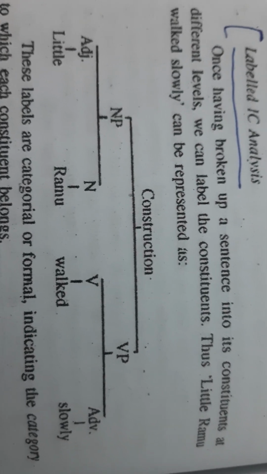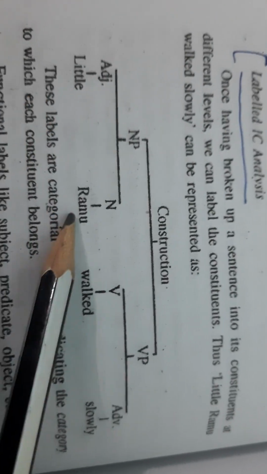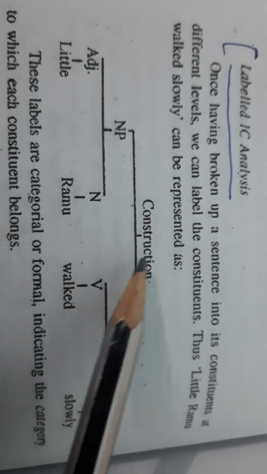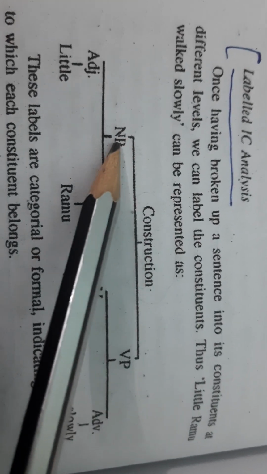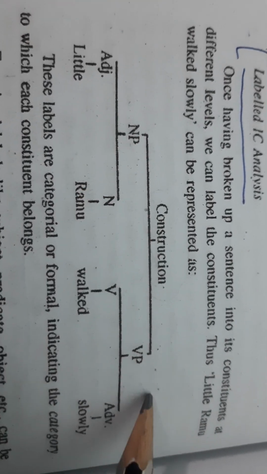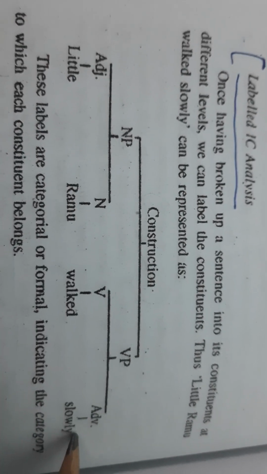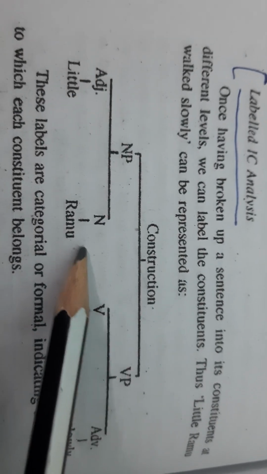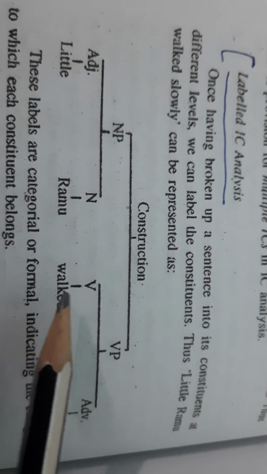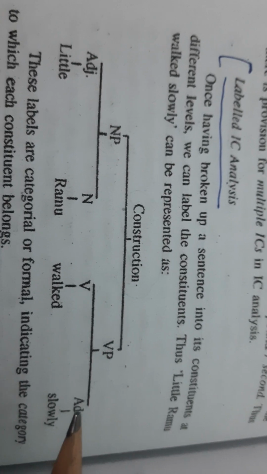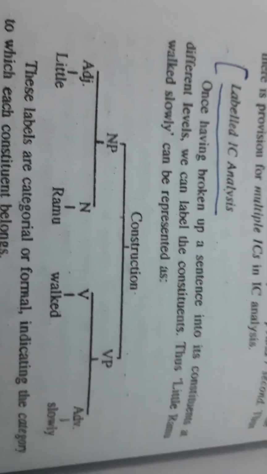For example, here if you check, all the words are labeled. The sentence is, little Ramu walks slowly. Here we put the label construction for the given sentence. The given sentence is divided into NP and VP, noun phrase and verb phrase. The NP is little Ramu, and the VP is walks slowly. Again the NP is divided into adjective and noun. Adjective is little and noun is Ramu, and the VP is divided into verb and adverb. Walks is the verb and slowly is the adverb. So labeling like VP, NP, adjective or N is called labeled IC analysis.